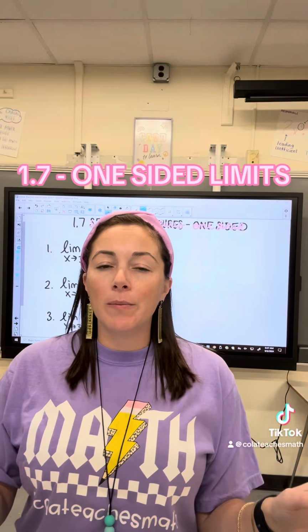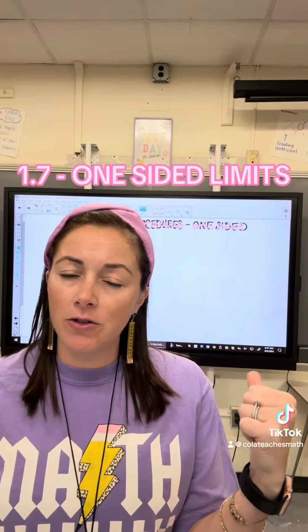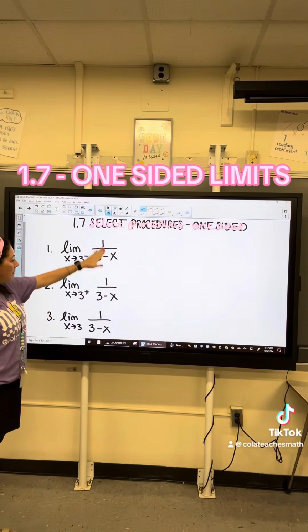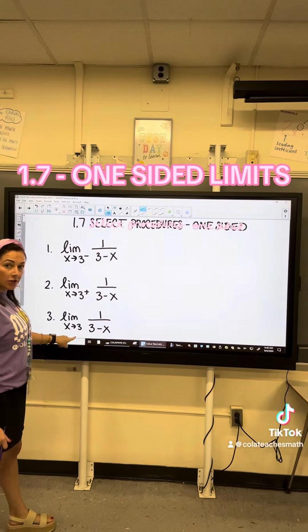So we're still on 1.7, selecting procedures. We're gonna look at one-sided limits. Watch how I teach you to do this without a calculator. Okay, so you look at these three examples. I made it the same fraction, but I'm approaching from the left, the right, and then the integer.